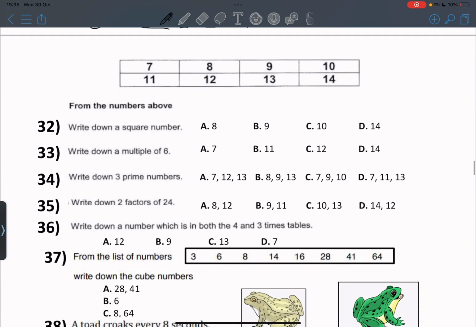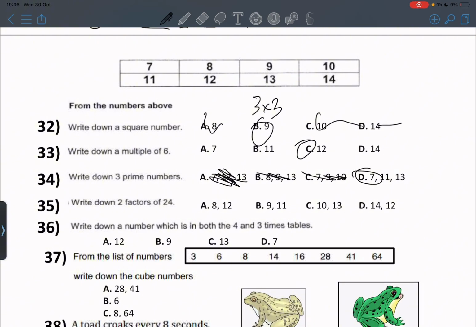Okay, question 32. From the numbers above, write down a square number. Okay, so three times 3 is a square number, which is 9. Write down a multiple of 6. 12 is in the 6 times table. Write down 3 prime numbers. So 12 is not a prime number here. Neither is 8. Neither is 10. So option D is going to be our answer, 7, 11, and 13.